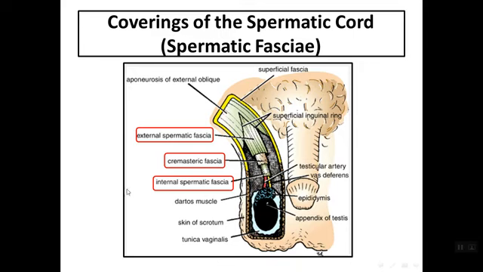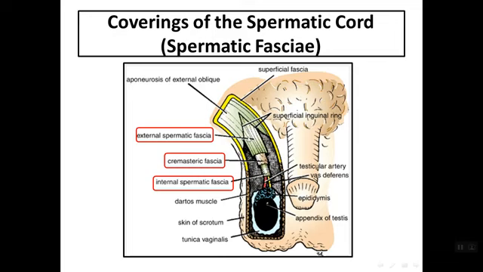In this drawing, we can see the spermatic cord, and it has these three layers. The outer one is derived from the external oblique aponeurosis, and we can see it is continuous with the superficial inguinal ring. It is called the external spermatic fascia. The next layer is the cremasteric fascia, derived from the internal oblique, and the deepest, innermost layer is called the internal spermatic fascia, which is derived from the transversalis fascia.